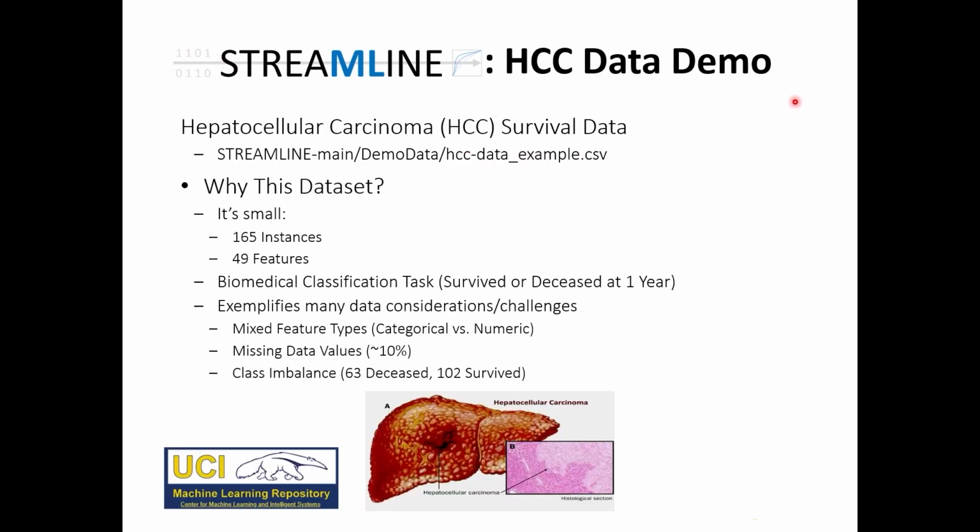STREAMLINE comes with a demo dataset taken from the UCI repository, specifically the hepatocellular carcinoma data. We chose it because it's small, with 165 instances and 49 features. It involves a biomedical classification task discriminating between patients that survived or were deceased after a year. And this small dataset exemplifies many of the data considerations or challenges we've mentioned, such as it includes mixed feature types of categorical and numeric. It has some missing data values of about 10%, and it includes class imbalance, with 63 of the subjects being deceased and 102 having survived past a year.